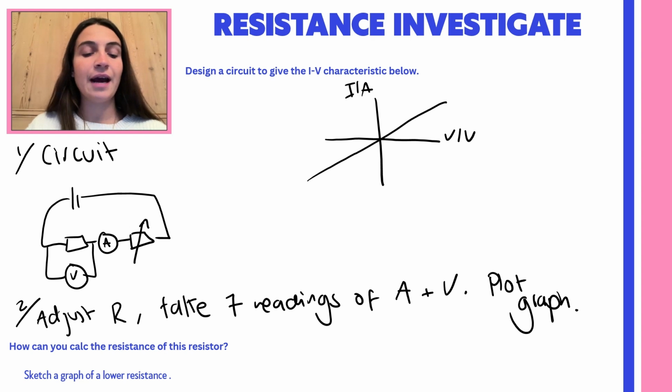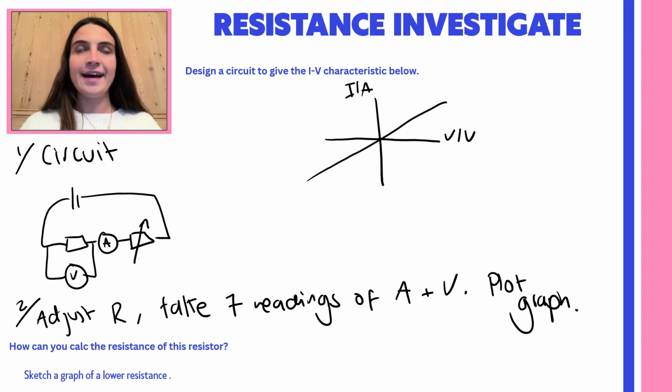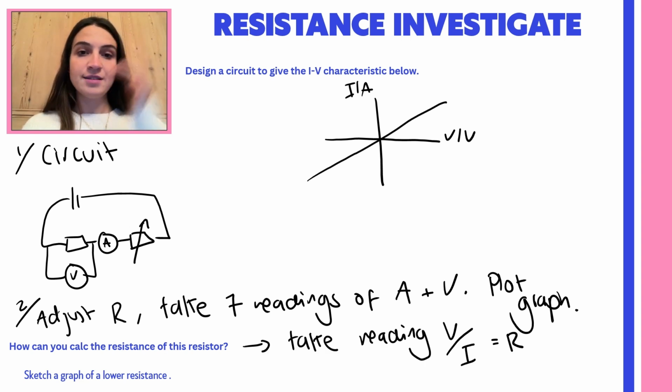Okay, how can I calculate the resistance of that resistor? Well, I use the graph and ask where I would like to calculate the resistance. So I take a reading of a particular current and voltage and use the equation we've done in previous topics: voltage divided by current is equal to resistance.